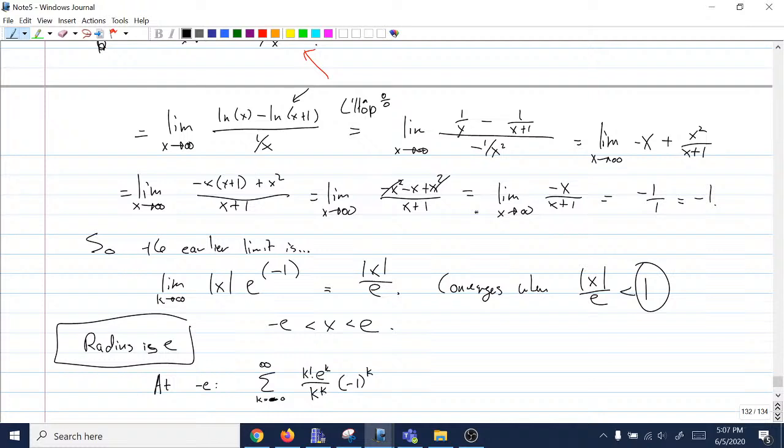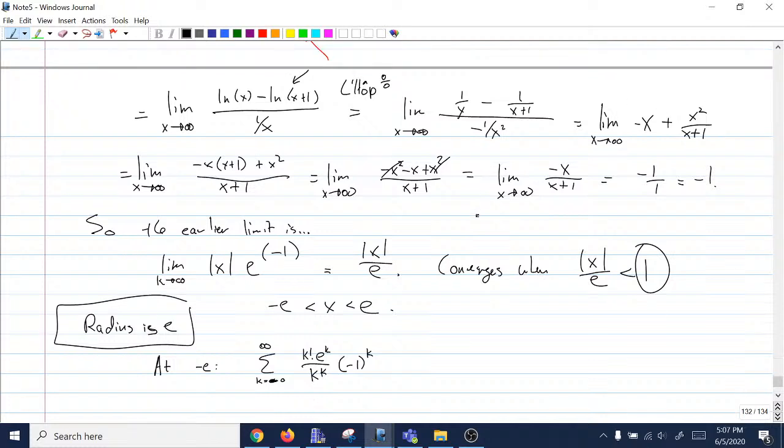It's reasonable to get the radius of convergence from negative e to e. It is a hard problem to figure out whether it actually converges at e or at negative e. If it converges at positive e, then it definitely converges at negative e, because it'll converge absolutely. I don't know if this thing does.